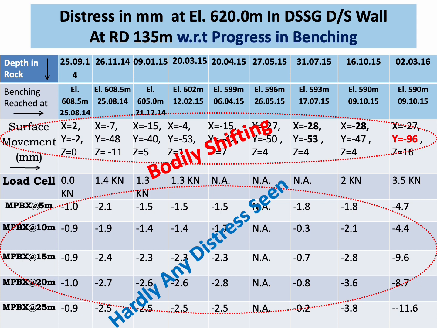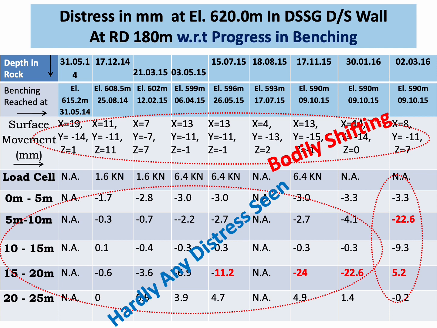Similarly, at elevation 620 in the downstream wall of the surge gallery also, there were hardly any distresses seen in the body of the rock up to 25 meter depth from the excavated profile, whereas surface movement was seen in the targets. That shows there is a bodily shifting of the rock mass.